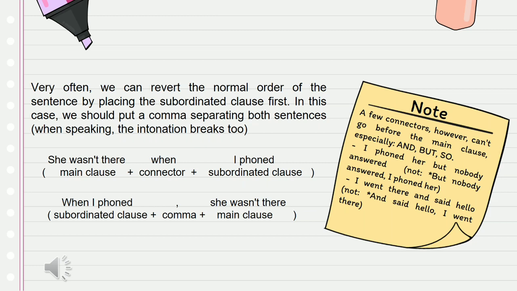A few connectors, however, can go before the main clause, especially and, but, so. Example: I phoned her, but nobody answered. Not: but nobody answered, I phoned her. I went there and said hello. Not: and said hello, I went there.